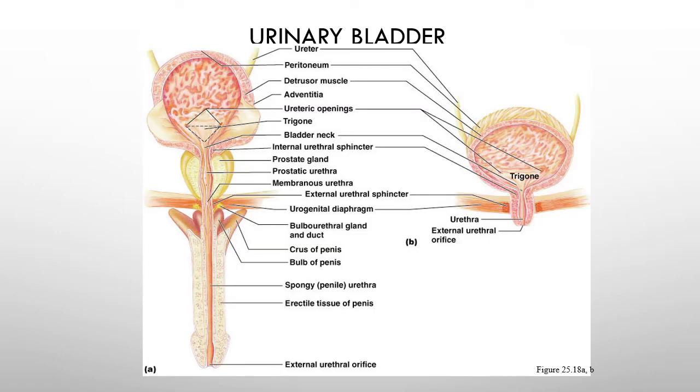So here's the trigone here in the female. Here's the trigone here in the male. You can see the prostate there in the male as well, and no prostate in the female. One of the other aspects here is that the male's urethra is much, much longer than that of the female, making the female more prone to urinary tract infections because any bacteria that may be growing in there has a much shorter distance in the female to get back to the bladder compared to that of the male.